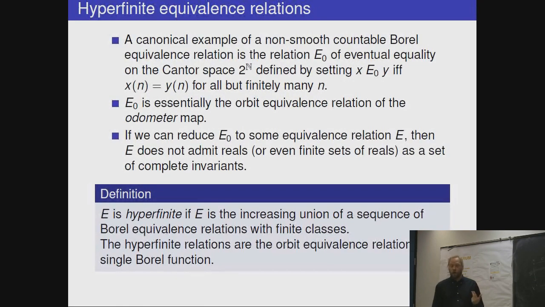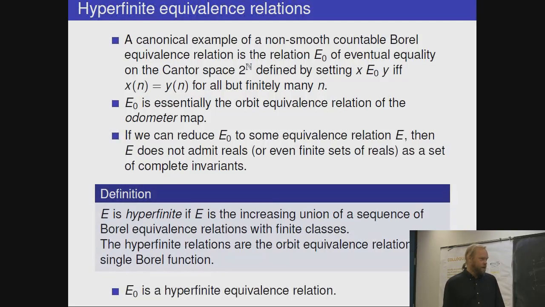In the case of E0, our finite equivalence relation, the nth equivalence relation says the two sequences are exactly the same beyond the nth digit. It turns out being hyperfinite is equivalent to just being given by an action of the integers. There's a single invertible function. Two things are equivalent if they end up in the same orbit. That's a theorem, but it's relatively straightforward.